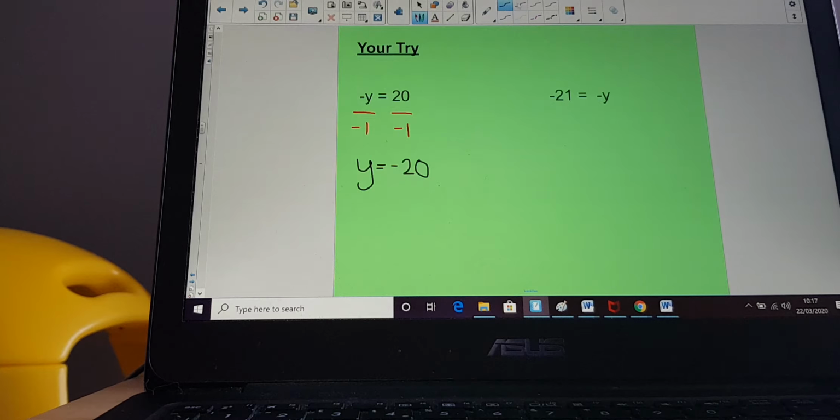The next one. This time I've just changed the format slightly, so the negative y is on this side, but my same process will apply. If I divide by negative 1 here, whatever I do to one side, I do to the other. That's going to leave me with a positive y on this side. Now I've changed it slightly. Negative 21 divided by negative 1, negative divided by negative will give me positive 21, which we can write either as 21 equals y or y equals 21. Okay.